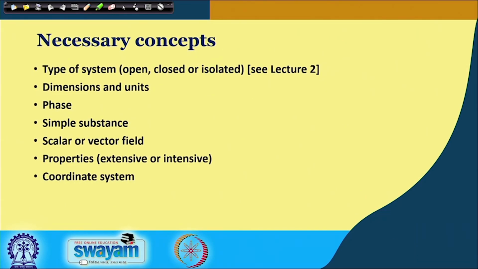Now, we see what kind of concepts are necessary to write the balance equation. First is to know the type of the system, like open system, closed system or isolated system, about which you have already learnt in the previous lecture number 2. Other than that, the dimension, units, phases, then you should know what is a simple substance, what is a scalar field or vector field, what are properties and what are the coordinate systems. All these things you should know before you start modeling.